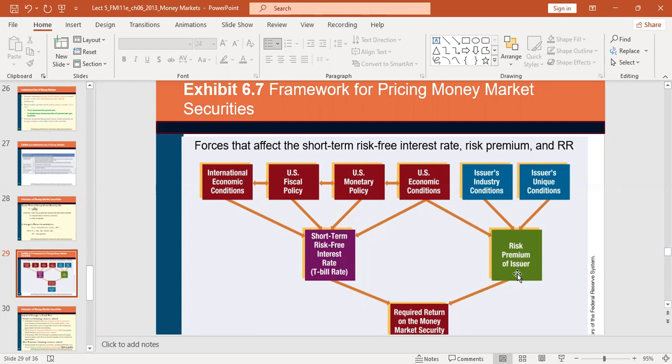On the risk premium side, there is the issuer's unique condition. If the issuer is a seasoned defaulter, or maybe the credit rating is very low, the risk premium will be very high. Also, the industry where the company operates in. If the condition is very bad, the risk premium will be very high. If the condition of the industry where the issuer operates is good, the risk premium will be less.